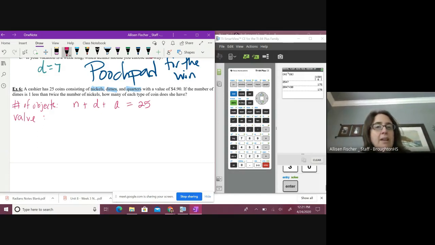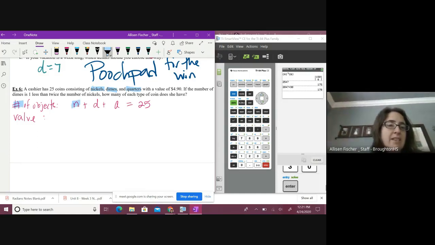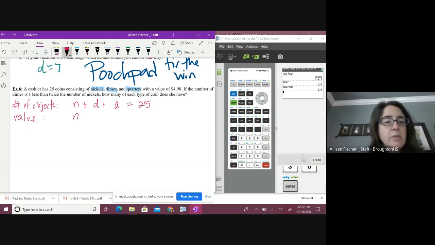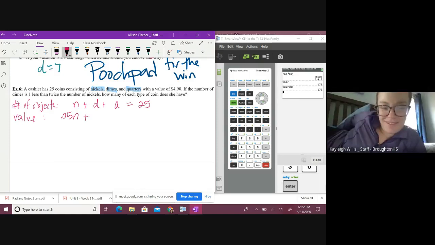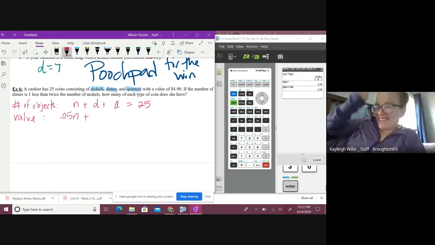Well, right now we don't know how many nickels we have. The number of nickels we have, that's just an unknown right now. That's just n. That's the number of nickels we have. So what we're going to do in this value equation is we're going to say the number of nickels we have times the value of a nickel, which is 5 cents. So we do 0.5. No, because that would be 50 cents, Miss Willis. Oh yeah, I forgot the 0.